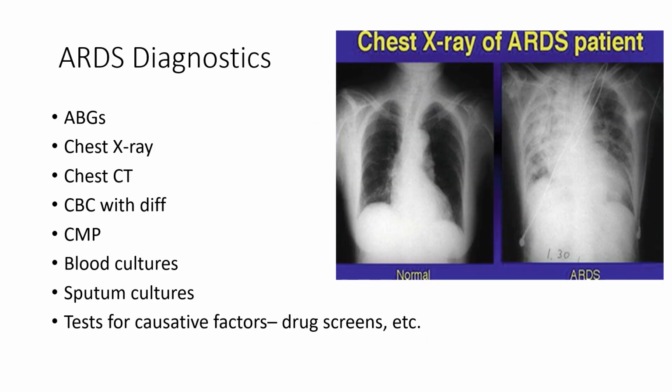Diagnostics for ARDS can include ABGs, chest x-rays, CTs. We are going to do various tests to try to find the causative factors, such as blood cultures, sputum cultures.